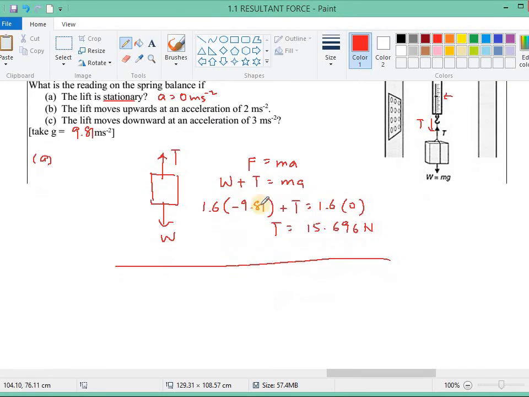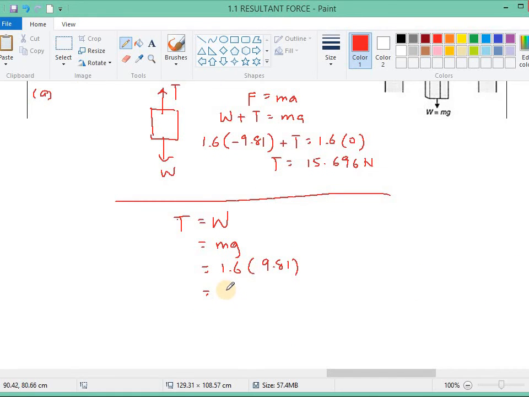In the first method, I don't know whether the weight and the tension are the same or not. All I know is this is the way to calculate the weight, this is the acceleration, the acceleration is zero, so let's find how much the tension is. The other way is I already know that the resultant force will be zero, and if the resultant force is zero, the tension will be equal to the weight. So I can straight away calculate the weight: mass times gravitational acceleration, so 1.6 times 9.81, which equals 15.696 newton.